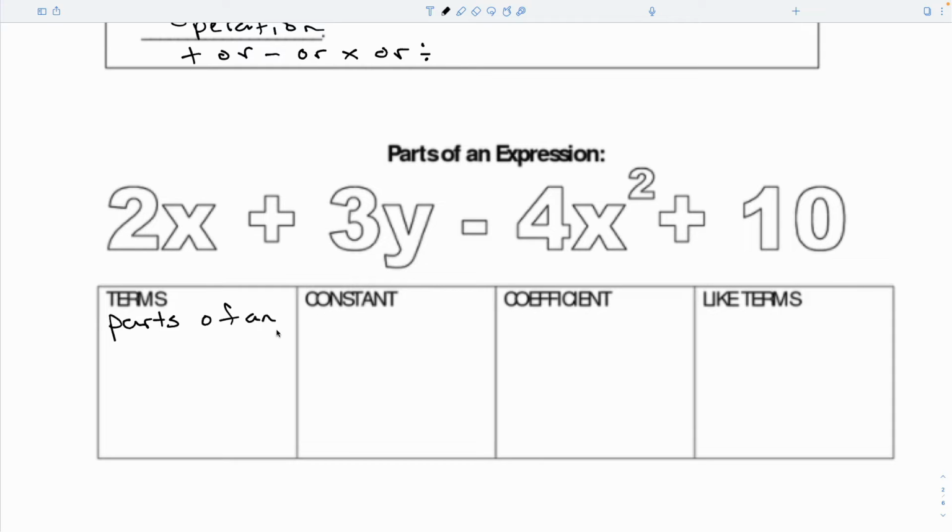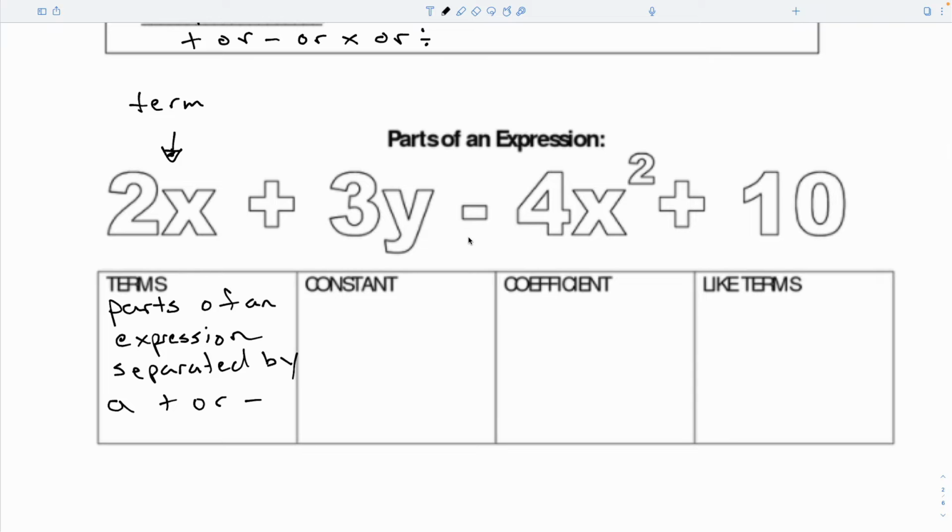We're doing a lot of labeling and vocab, so we can use this as the foundation, so just hang with me. Parts of an expression separated. Can you read that, row 4? Okay. By a plus or minus. Label one term here. Well, 2x would be called a term. It's also something else, but it's called a term because it's separated by a plus sign. What's another term here? Well, 3y is a term.